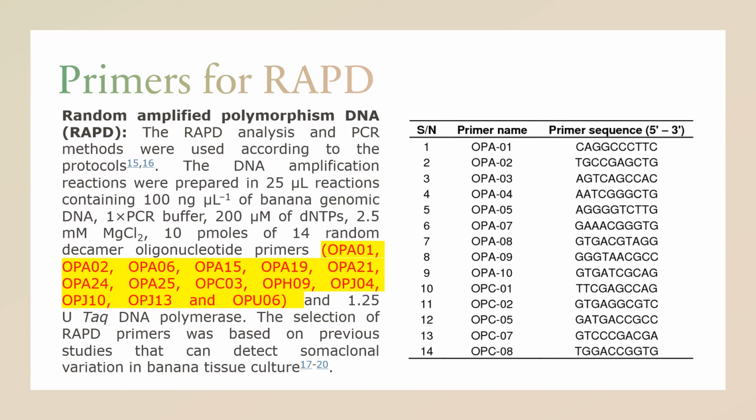Okay, so the primer that we'll be using is actually listed in this tab right here. This is the text that I actually extracted from the paper. So it will use this primer as listed in yellow and red letters. As you can see here, it gives all the components that were used in the PCR, and 14 different primers were used in order to run the RAPD. One primer is for one reaction, so it will be done in 14 different PCR reactions.